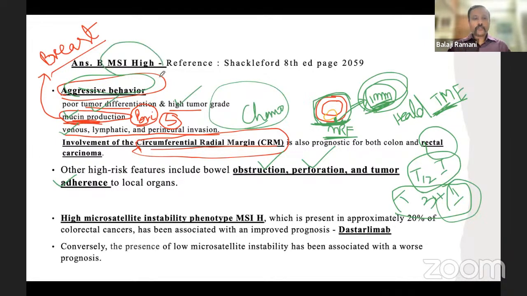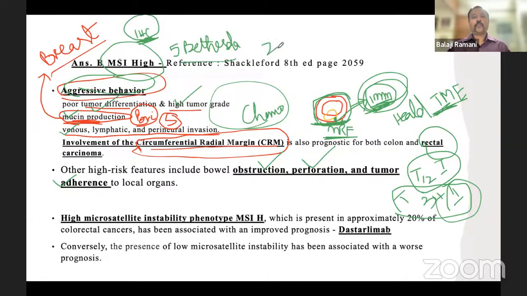And in this, one of the factors which is a good risk feature is the MSI high status. Now we have a panel of 5 markers. They are called the Bethesda markers. So there is a panel of 5 Bethesda markers which will be tested. The usual mechanism of testing for MSI status is going to be by something called IHC or immunohistochemistry. So the usual method of testing for MSI or microsatellite instability is going to be by IHC.